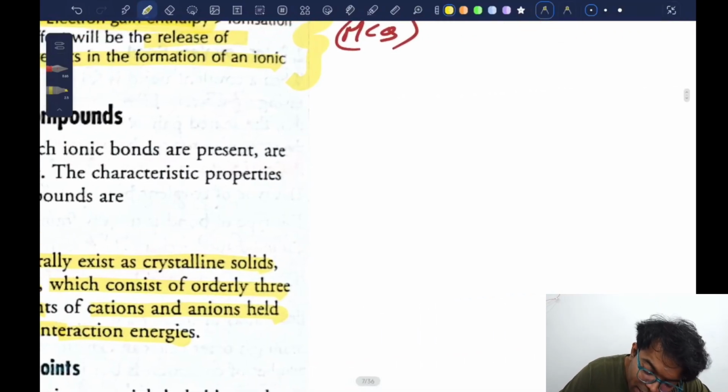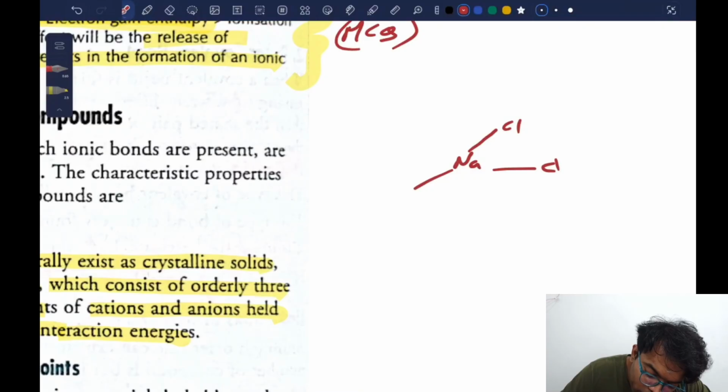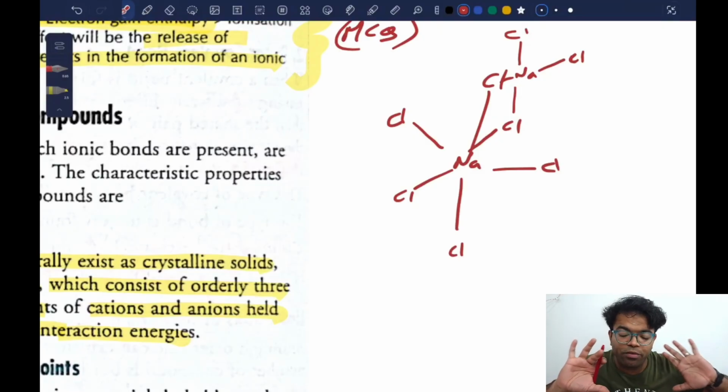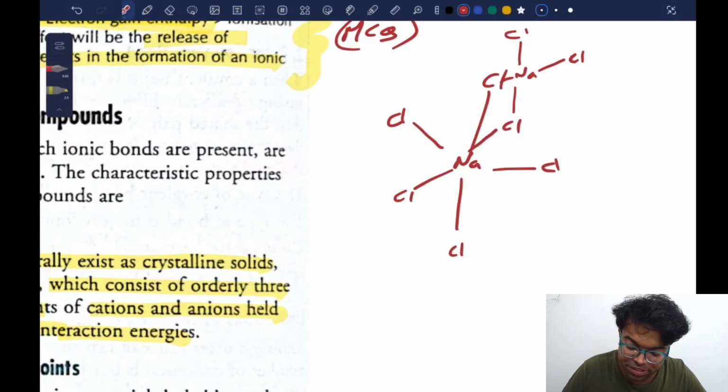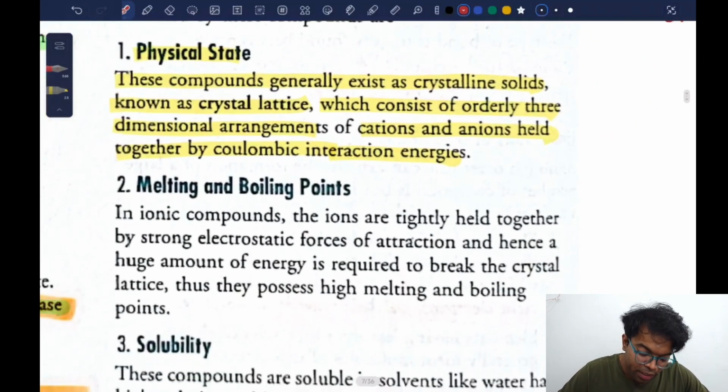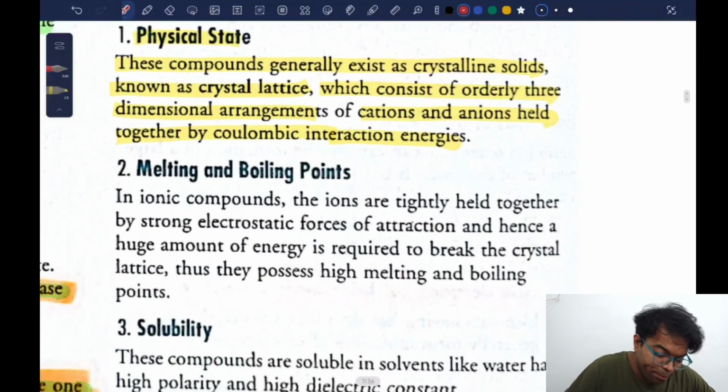So for example, a sodium atom like this will be surrounded by one chlorine here, one chlorine here, one chlorine here, one chlorine here, and one chlorine at the top and one chlorine at the bottom. Similarly, this chlorine will be surrounded by a sodium here, a chlorine here, and then a chlorine here. So basically, we are going to form a three-dimensional crystalline solid matrix. Now, similarly, the melting and the boiling point.